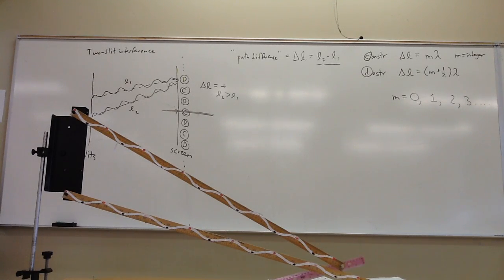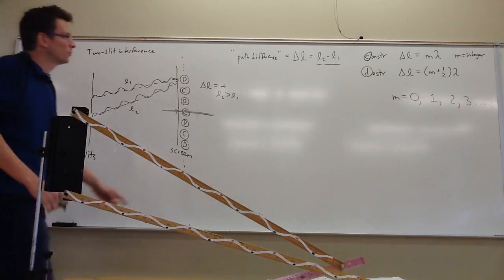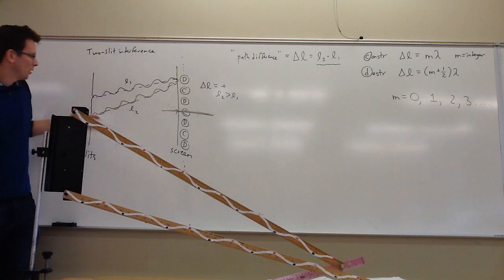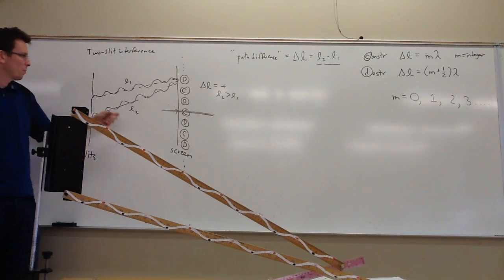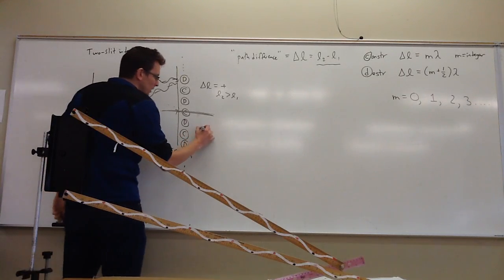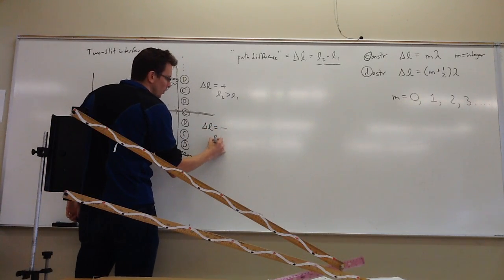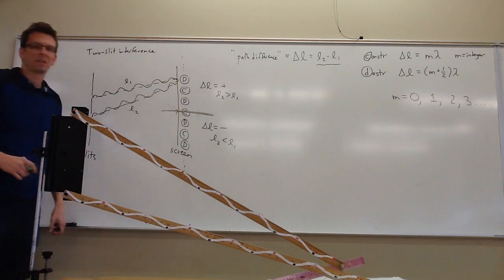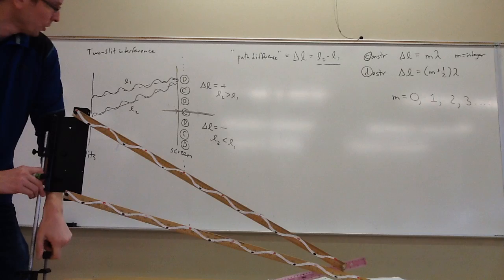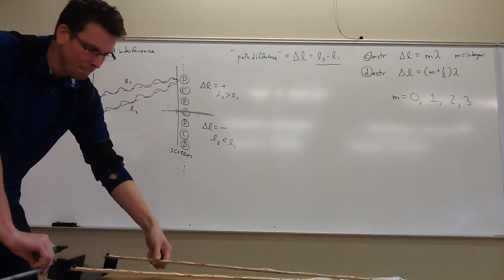So when we then go below the center of the screen, of course, one option would be to subtract the things in a different order, but I'll always subtract them in the order 2 minus 1. If I'm below the center of the screen, which one of these is longer, L1 or L2? L1. So what that's going to mean is that the delta L will be negative. Of course, they take turns, right? Each one takes turns being the longer one.